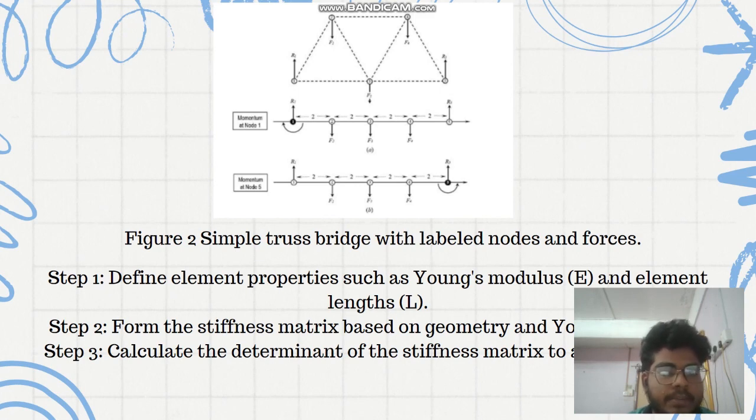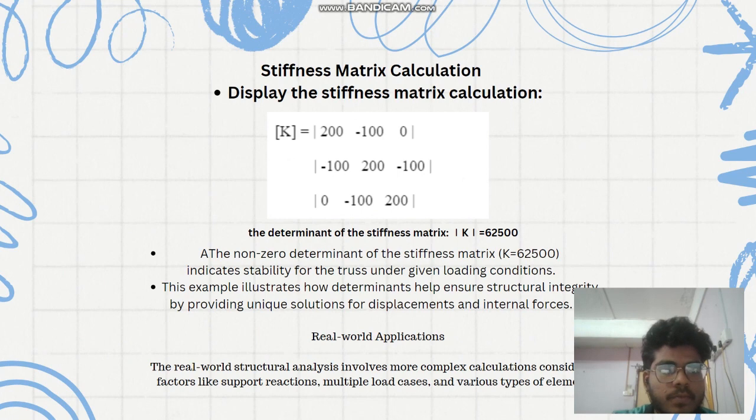Stiffness matrix calculation. Now let's dive into the calculation. We perform the stiffness matrix calculation based on the truss's geometry and Young's modulus. The stiffness matrix is a fundamental component in assessing the structural stability of the truss. We can see that the determinant of the stiffness matrix K is 62,500. It indicates the stability of the truss under a given loading condition.